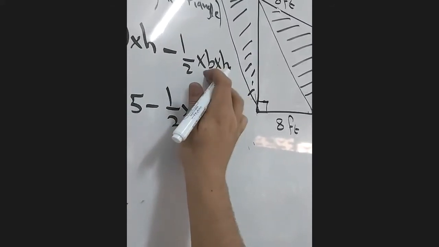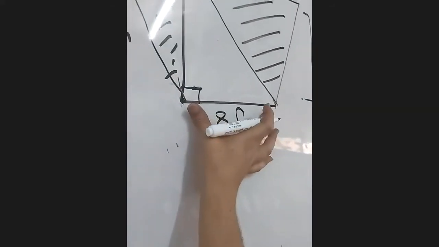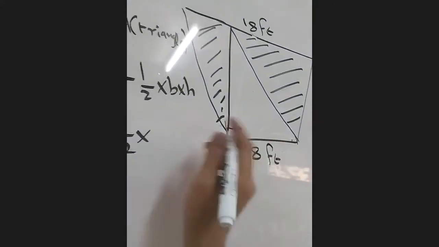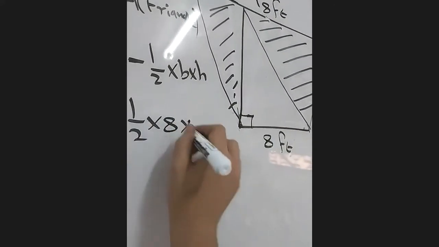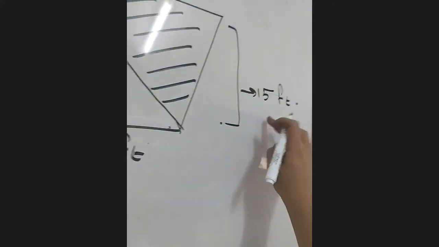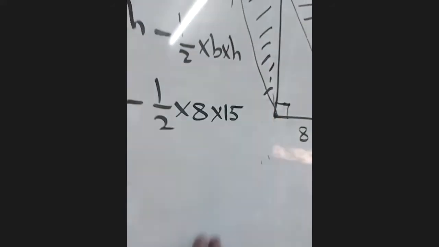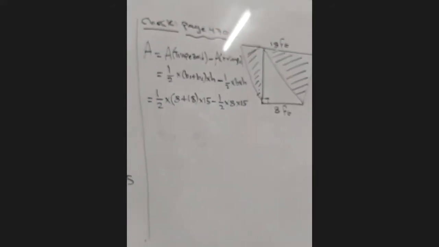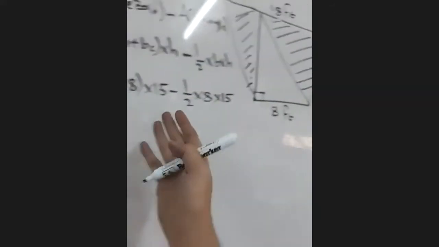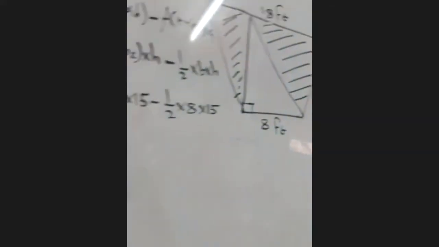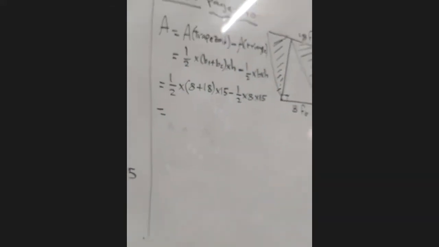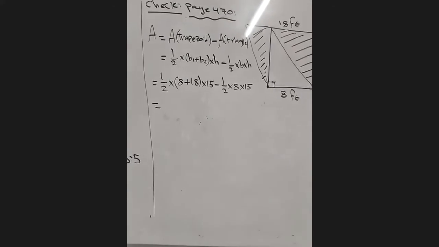Minus. Half comes down, multiply. The base of the triangle is the same as base 1, which is what? 8. Multiply. The height of the triangle is the same as the height of the trapezoid, which is what? 15. I replaced all of the variables by the numbers provided on the figure, right? Now what I need to do is calculate.